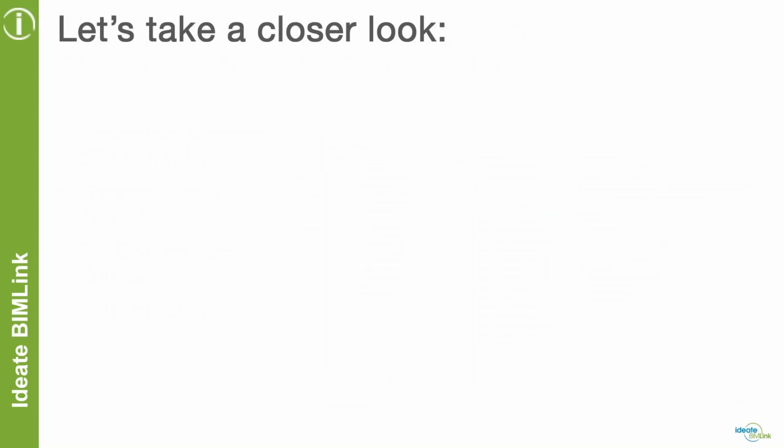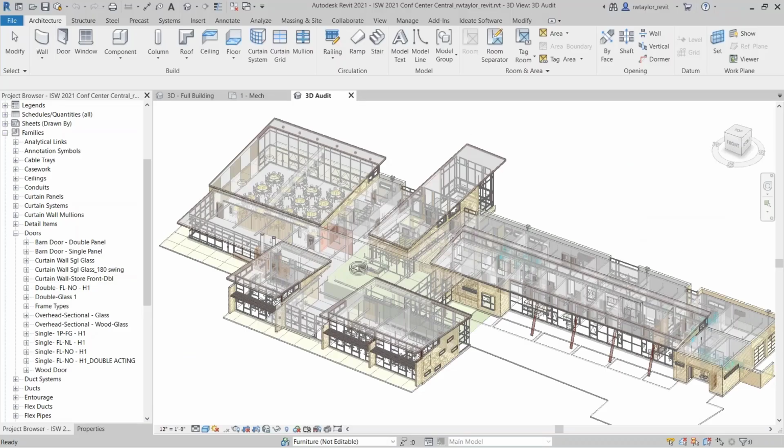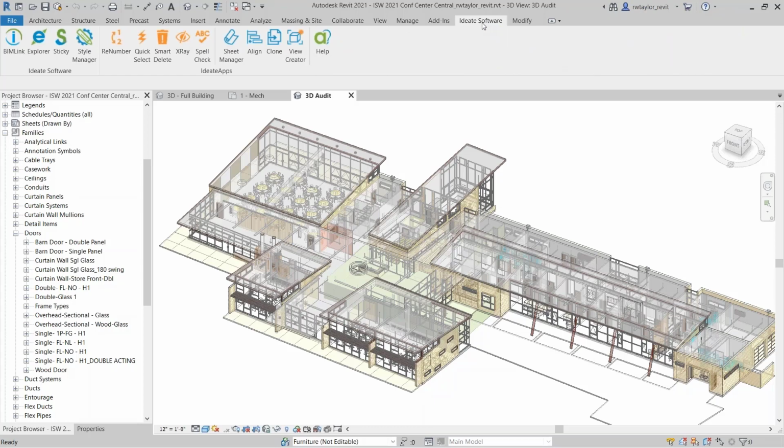Okay, so I've droned on for quite a while. Let's take a closer look and actually show Revit here. So let's switch over to Revit. Today I'm using Revit 2021, but as I said earlier, all of our solutions are available on the last 4 releases of Revit. If you want to access any of the Ideate software tools, you'll go to Ideate Software, and you'll see now I've got all of the Ideate software solutions loaded.